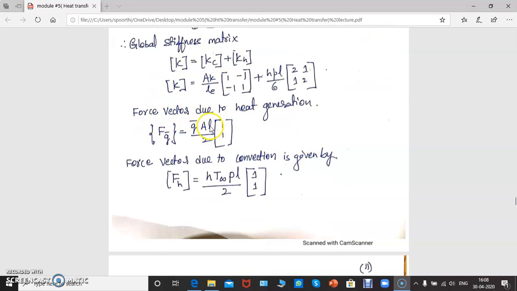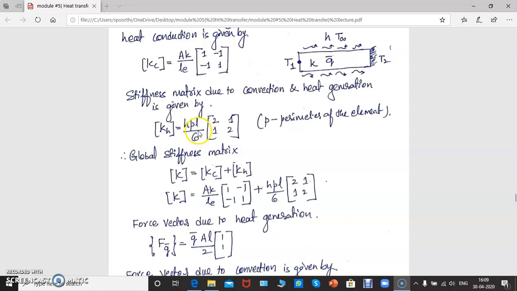Force vector due to heat generation, this is the equation that we can derive. Now note that this can be derived. The derivation is not shown here. You can refer to any textbook for understanding this. This is a very big derivation. Okay, I have directly written it.